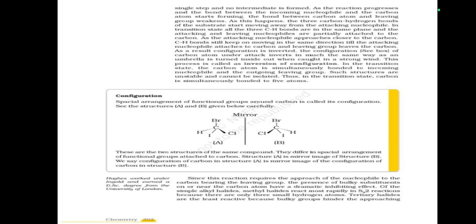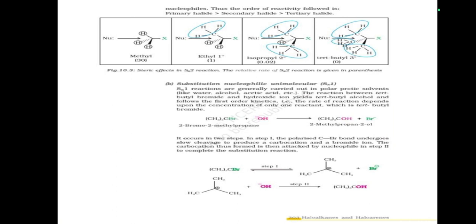Methyl halides react most rapidly in SN2 reactions because there are only three small hydrogen atoms. Tertiary halides are the least reactive because bulky groups hinder the approaching nucleophiles. Thus, the order of reactivity followed is primary halide greater than secondary halide greater than tertiary halide.